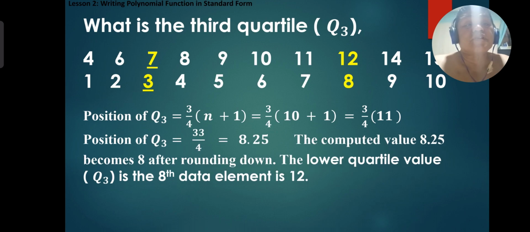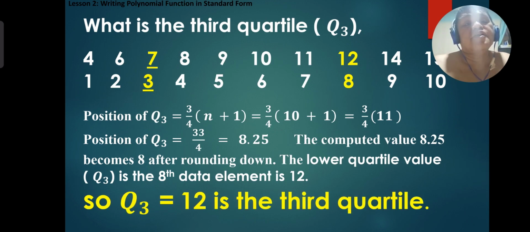What is 3 times 11? We have 33 over 4, and 33 over 4 is equal to 8.25. The computed value, 8.25, becomes 8 after rounding down. The upper quartile value is the 8th data element, which is equal to 12. Quartile 3, or the upper quartile, is equal to 12, the third quartile.